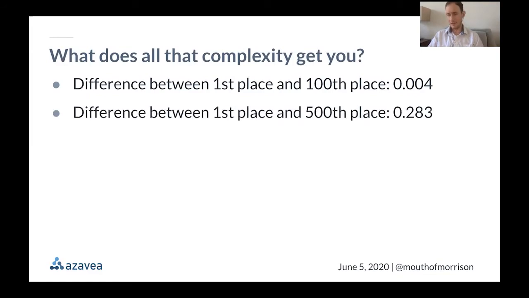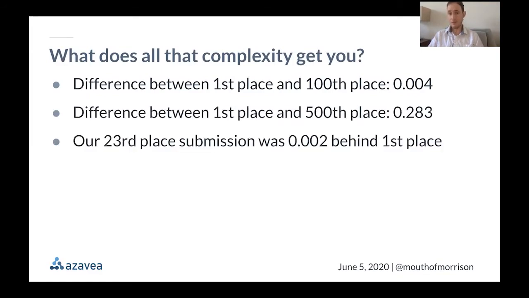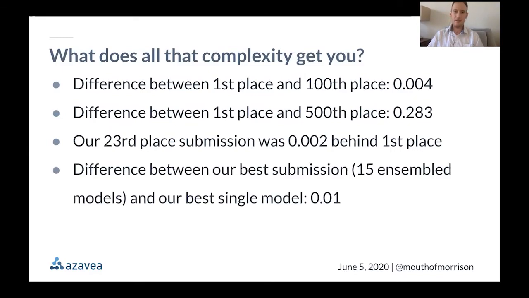It starts to get a little bit more downhill from that once you get to 500th place, but it's still not a huge change. We submitted into this competition. We came in 23rd place. We were 0.002 behind the winning entrant. That put us 23 places back. So you can see just how asymptotic this process is.